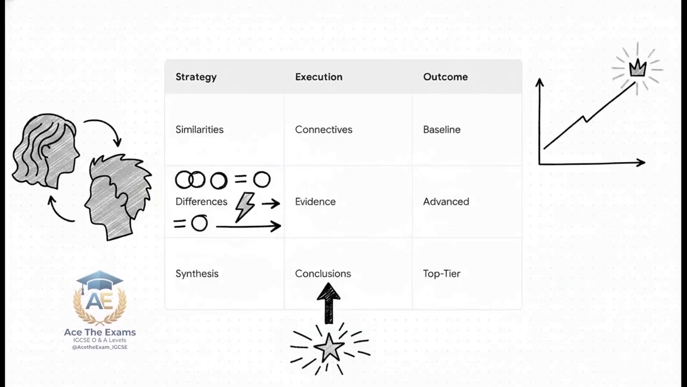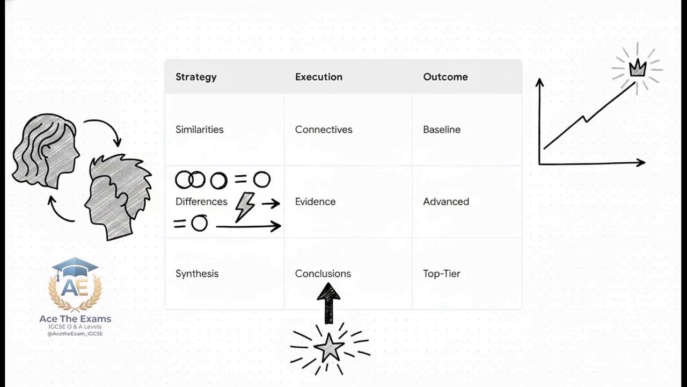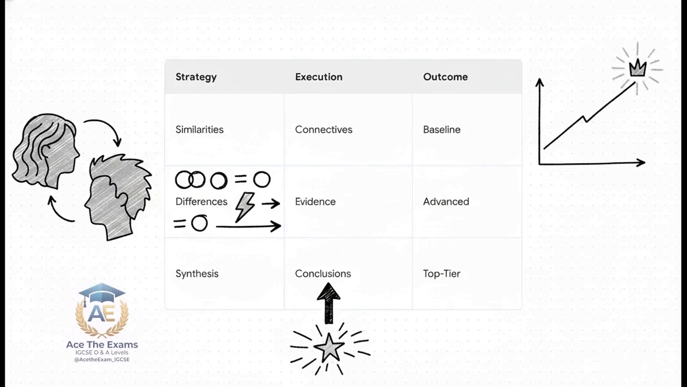Let's look at paragraph linking and comparative analysis, because a huge chunk of this topic involves comparing generations. If your strategy is simply pointing out similarities, saying both the youth and the elderly want respect, and you use basic comparative connectives, congratulations, you've just earned baseline marks. You're passing, but you're not excelling. If you take the next step and highlight the differences, supporting every single claim with specific evidence from the text provided, now you are pushing into advanced marks.